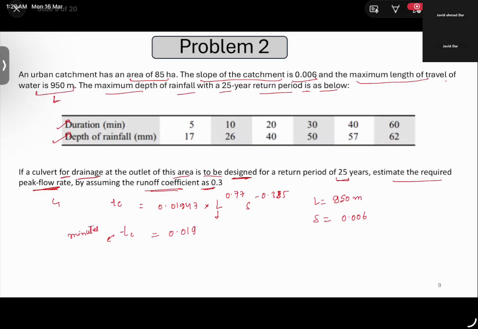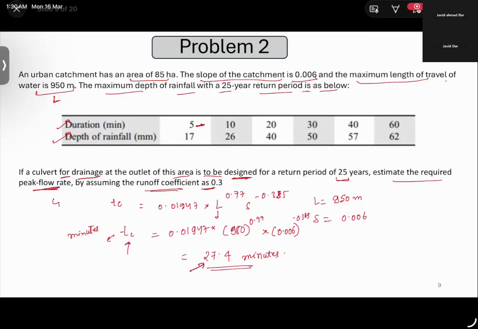So 0.01947 into 50 to the power 0.77, and S will be 0.006 to the power minus 0.385. You get a value of 27.4 minutes. Now, the time of concentration is going to correspond to the peak intensity also, and we need to find the rainfall corresponding to this time period.